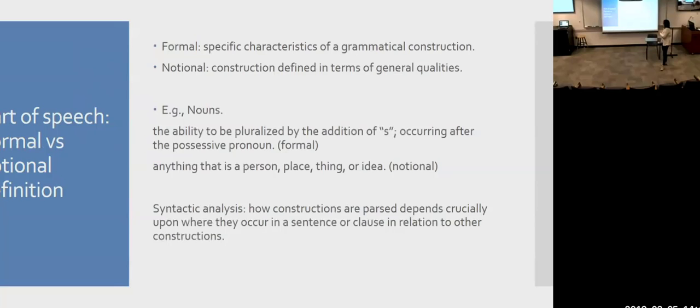Then when we do specific syntactic analysis, the formal definition may play an important role, because we know when we do syntactic analysis, we for sure examine how constructions are parsed, which depends crucially upon where they occur in a sentence or in a clause in relation to other constructions. So you analyze the function of each individual constituent in comparison with other constituents in a sentence.